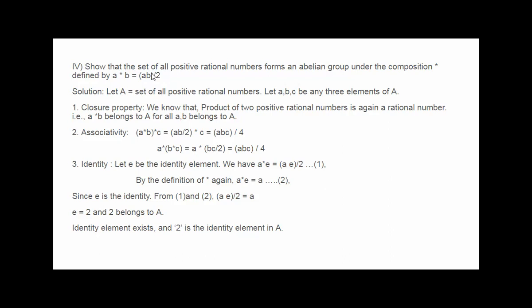The set taken is the set of all positive rational numbers. Set of all positive rational numbers means 1, 2, 3. Not only the integers, the rational numbers are also there. Decimal numbers will also be there.